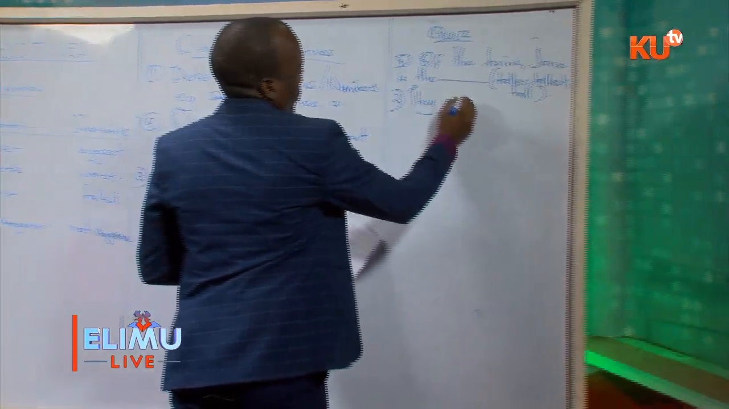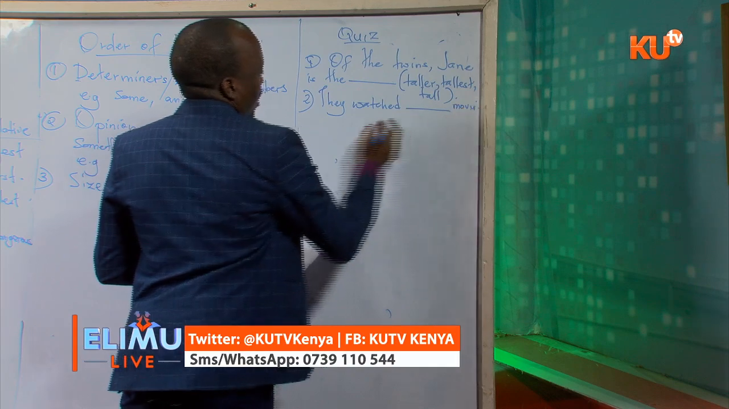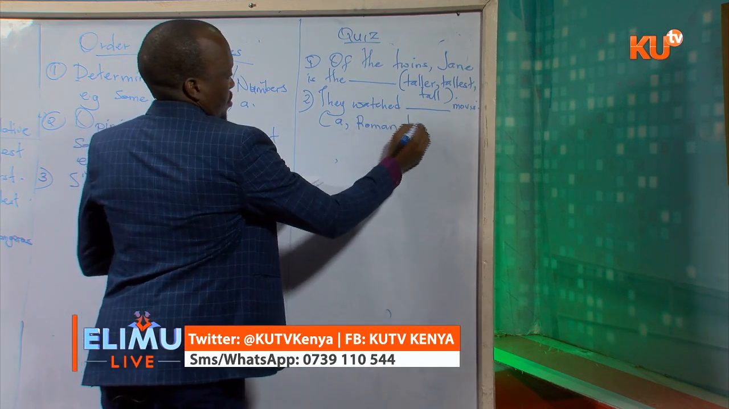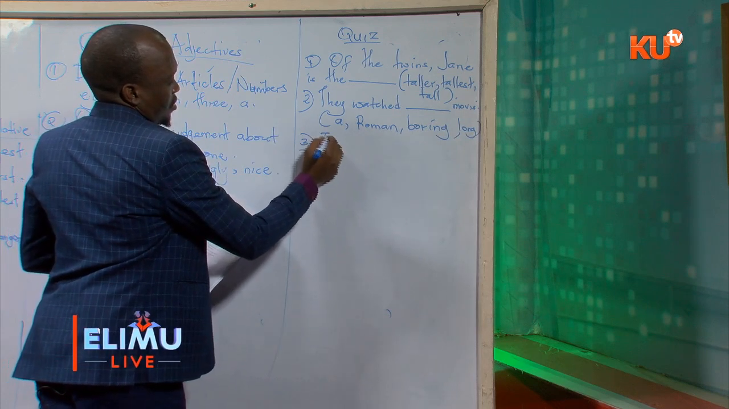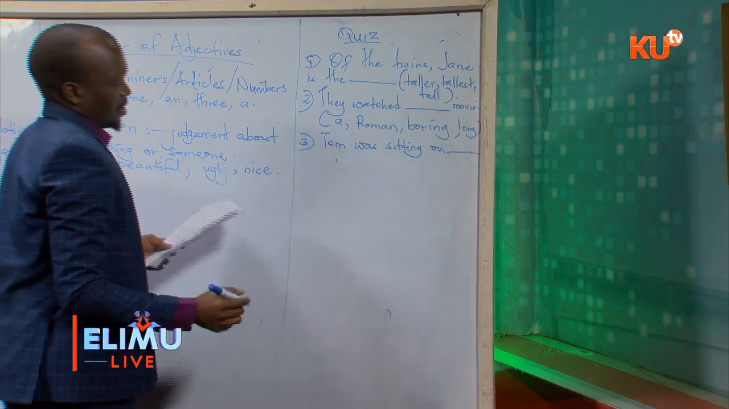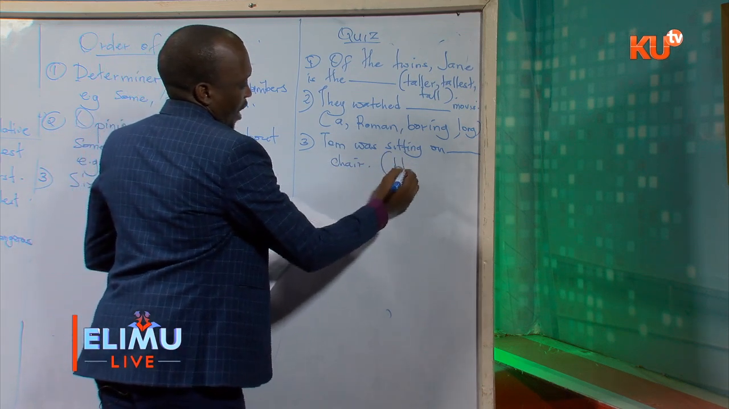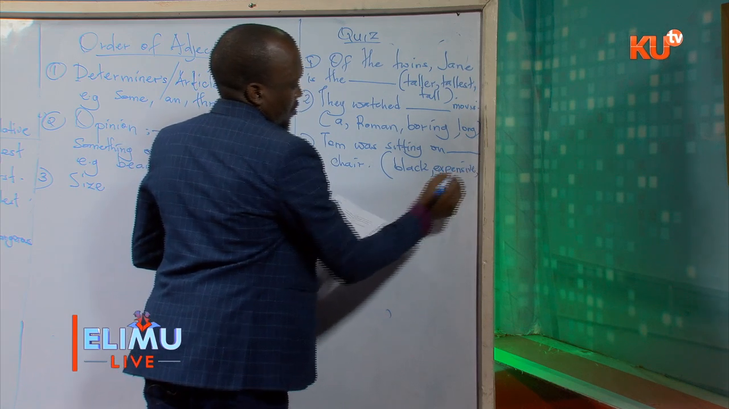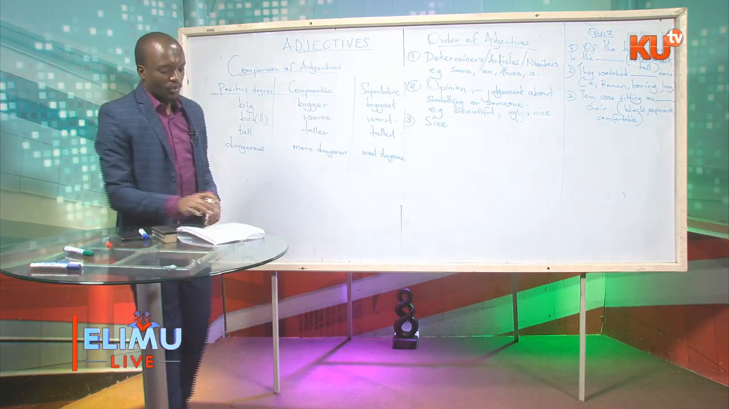They watched dash movie. I want you to order for me these adjectives in their correct pattern. Tom was sitting on dash. Here, the noun at the end of it is chair. Black, expensive, then we have comfortable. I want you to order for me those adjectives as time goes by.